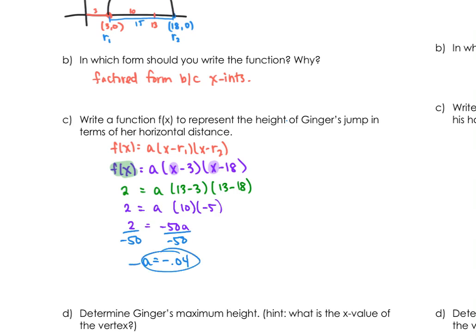So once you have that, we're going to take that and plug it back in for a. So now that we've solved for a, we're going to take that and plug it back in right there. So my equation is going to be f of x equals negative 0.04 times x minus 3, and x minus 18.